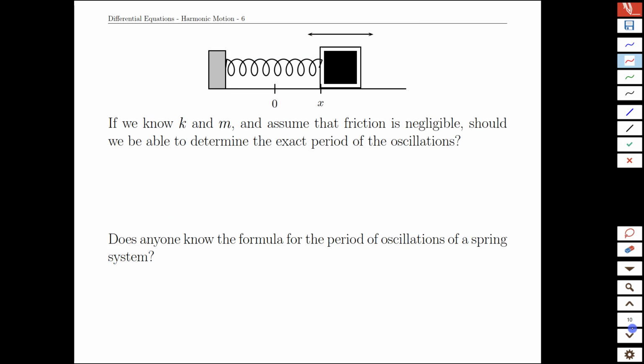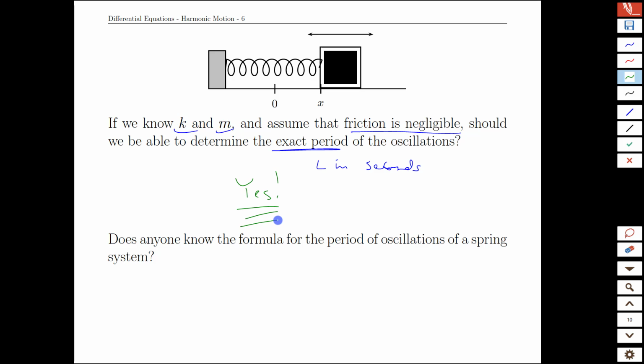Okay, so where does this leave us? Well, conceptually, if we know what the spring constant K is, and we know the mass of the block, and we assume friction is not in play here, should we be able to determine the exact period, like in seconds? How many seconds will it take for this mass, with a 5 Newton per meter spring and a 2 kilogram mass? Should we be able to determine the exact period? I'm like, well, if we can't, then why are we doing physics, right?